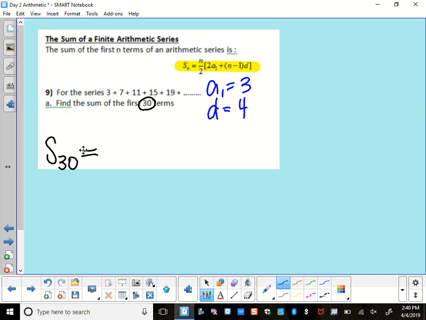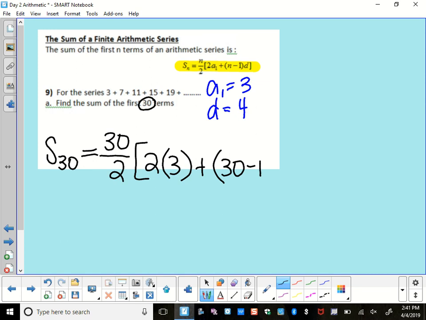Alright? So what's the term that I want to find? It says the first, okay, 30, right? So 30 divided by 2. Then we have a bracket. I want you guys to write it down before you put it in your calculators. And then we have 2 times, what's our first term? 3. Plus, which term do we need? 30 minus 1. What's my difference? 4. Grab your calculator and type this in. To type in a bracket, you just need a parentheses. They serve the same purpose in your calculator.